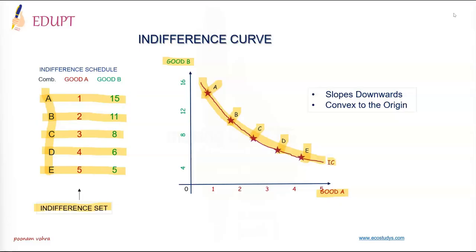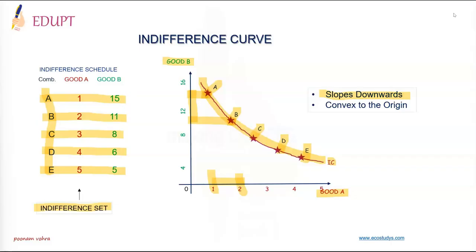So it shows all different consumption possibilities that yield the same level of satisfaction to the consumer and have same rank in preference ordering. So one can observe that indifference curve is a curve that slopes downwards, implying that more of one good is possible only by sacrificing the other good so that the level of satisfaction remains same.